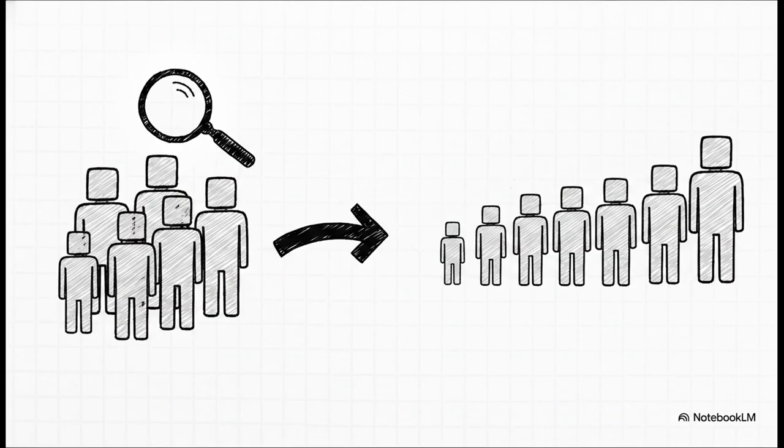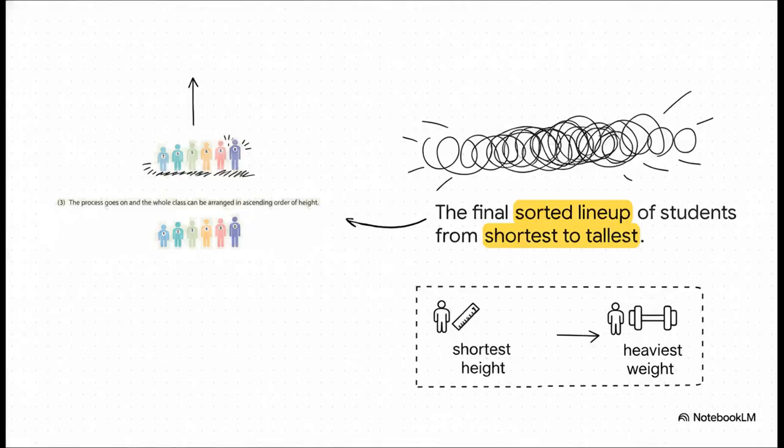Let's try applying this bottom-up pattern thinking to an algorithm you probably actually ran natively as a kid. Imagine a PE teacher needs to sort a whole class of students from shortest to tallest. The algorithm goes kind of like this. Step 1, list all the heights. Step 2, identify the shortest student and put them in first place. Step 3, look at the remaining students, find the shortest among them, and put them in second place. Step 4, just repeat this identical process over and over until the entire line is perfectly sorted. And boom, here we have our output, a perfectly sorted lineup.